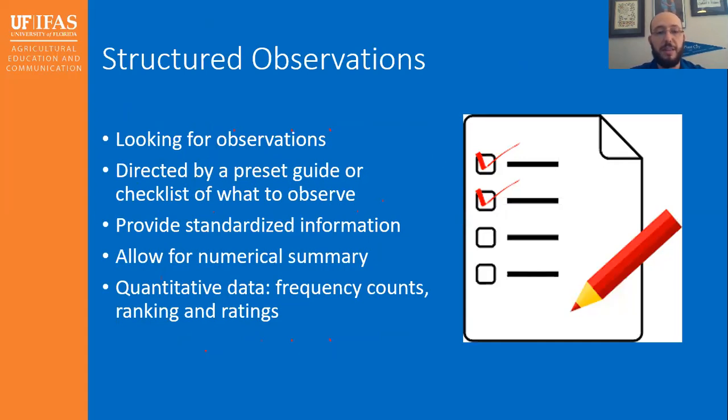I typically recommend that if you're doing this for the purposes of your ROA, you use structured observations, where there are specific things that you're looking for, and you have a directed or preset guide to help guide your ability to observe those different things. By doing it this way, it provides standardized information. So if you want to use the same tool across different programs or activities, you can do that. And if you have volunteers or others doing observations for you, it ensures they have the same structure and look for the same things you would be. Structured observation also gives you the numerical summary and quantitative data that you would need and is important for reporting in your ROA.